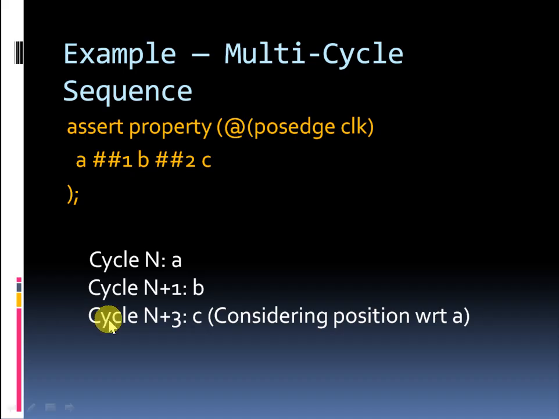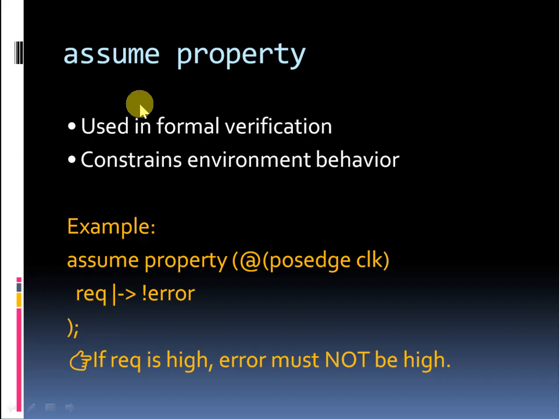Okay, next we will move to assume property. Assume property is used mainly in formal verification, not simulation. You use assume to constrain environment signals. Now let's see the example. Assume property at the rate of posedge clock request: if request is high, error must not be high, in the same cycle, since we are using an overlapping operator. We will be discussing overlapping, non-overlapping, all those things in the next video.